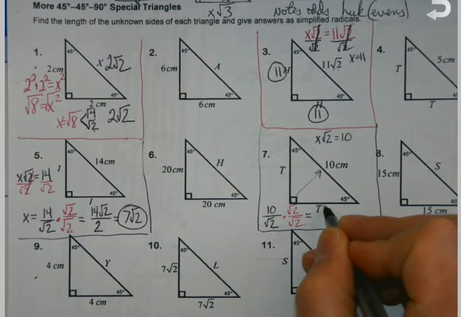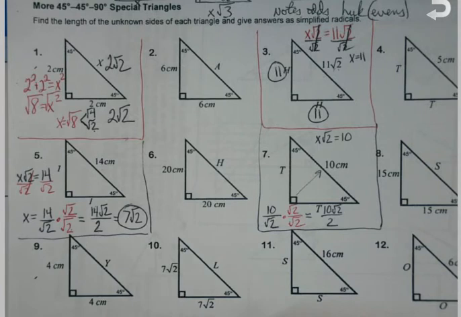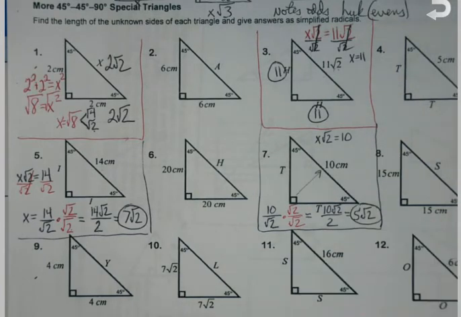Because once you get the hang of this, you're just going to start flying through these. Here's where I'm hoping you start to see the pattern. You look at 5, the hypotenuse is 14, the leg is 7 square root of 2. Number in front's half. Number 7, the hypotenuse is 10. The leg is 5 square root of 2. There's a relationship building here.